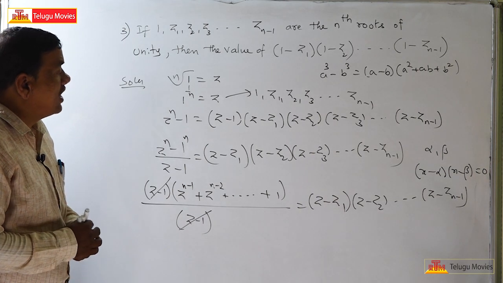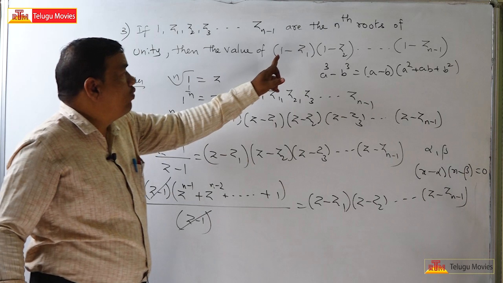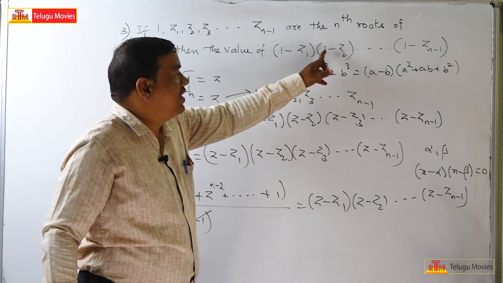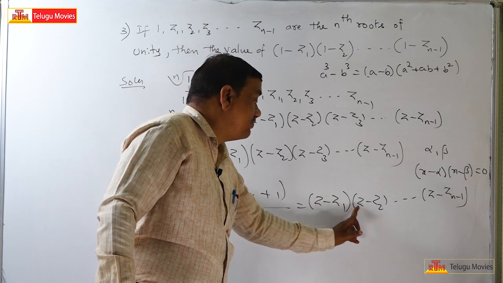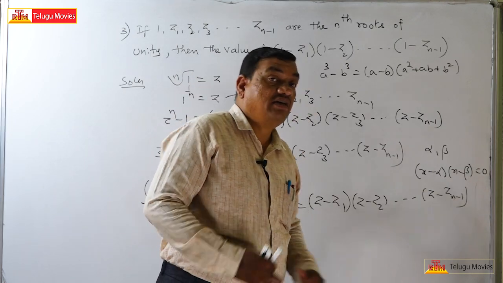Now let us see our problem here. See here, what we have to find out? 1 minus z1, 1 minus z2, up to 1 minus z n minus 1. Here also 1 minus z1, 1 minus z2, 1 minus z n minus 1 means what?